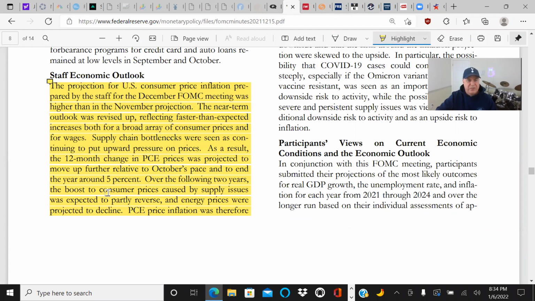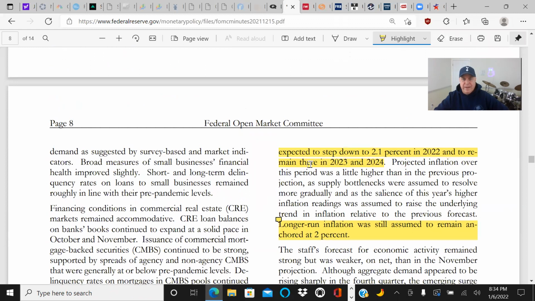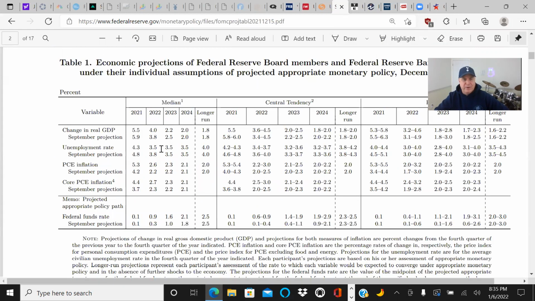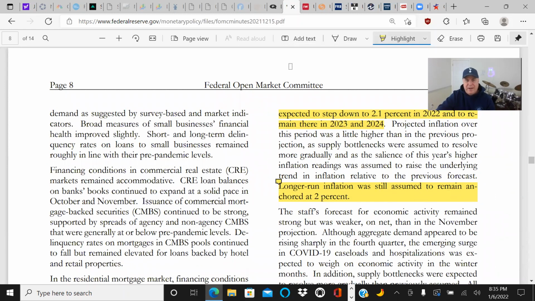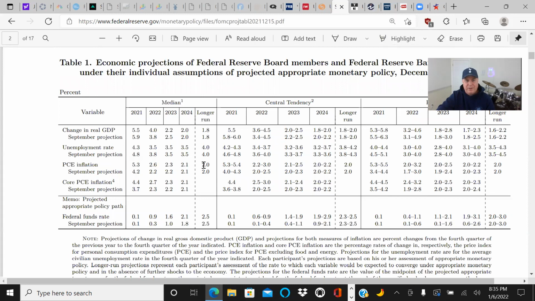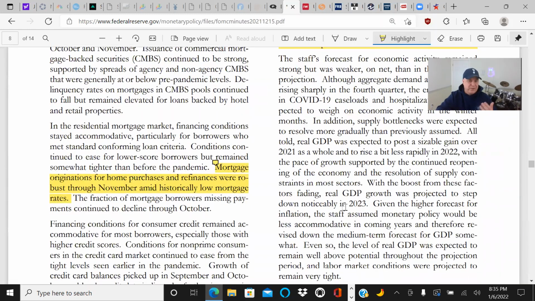Over the following 2 years, the boost to consumer prices caused by supply issues was expected to partly reverse, and energy prices were projected to decline. I guess partly reverse would be their way of saying inflation was going to go backwards, and energy prices were projected to decline. PCE price inflation was therefore expected to step down to 2.1% in 2022 and to remain there in 2023 and 2024. Well, that's not exactly what they wrote here. They said it would go down to 2.6, and then 2.3, and then finally to 2.1. Longer run inflation was still assumed to remain anchored at 2%. And again, that's where they have it here, inflation at 2%.